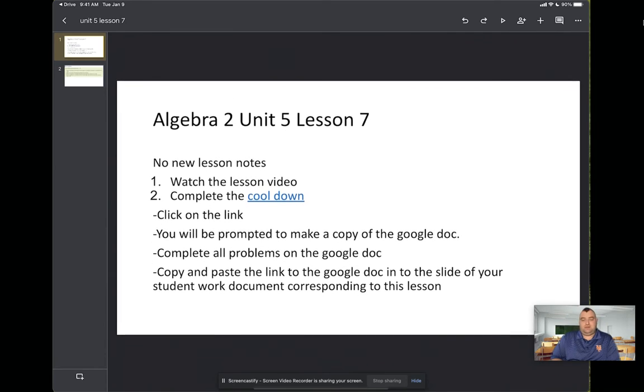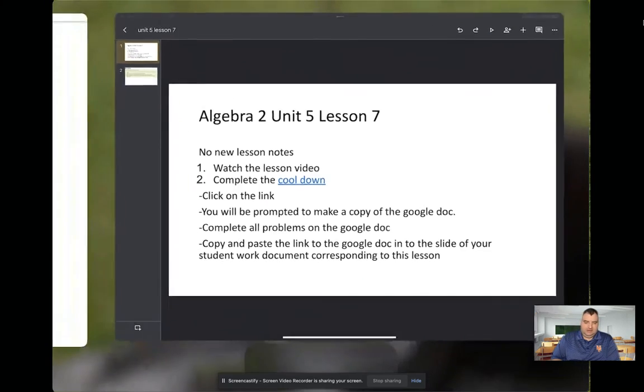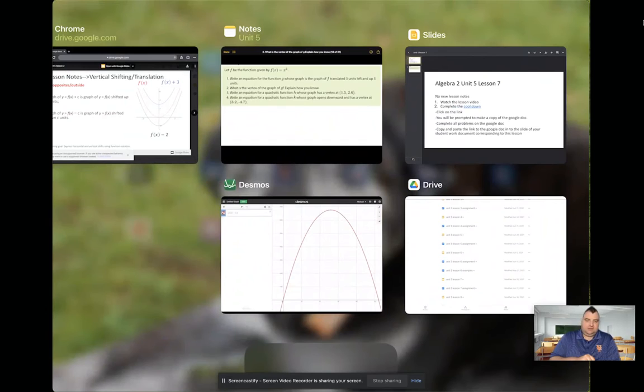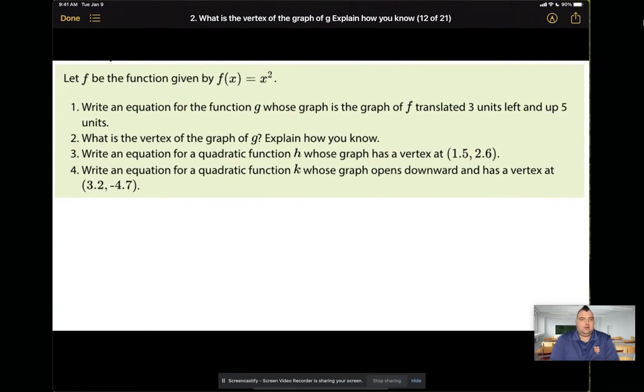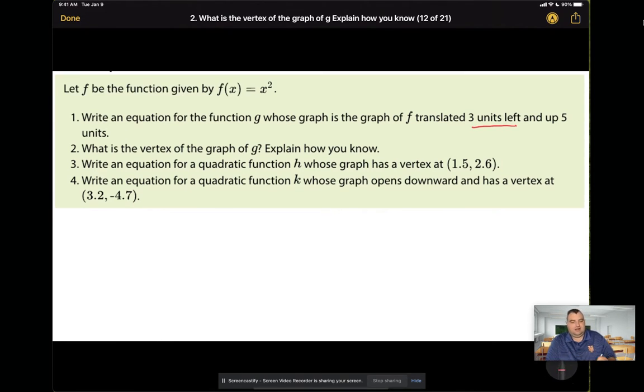No new lesson notes in this lesson, so we're going to go right ahead and get into the examples. Let f be the function given by f of x equals x squared. Number 1, write an equation for the function whose graph of f is translated 3 units left and up 5 units. So we're going to write the function notation first, and then we'll write the actual equation.